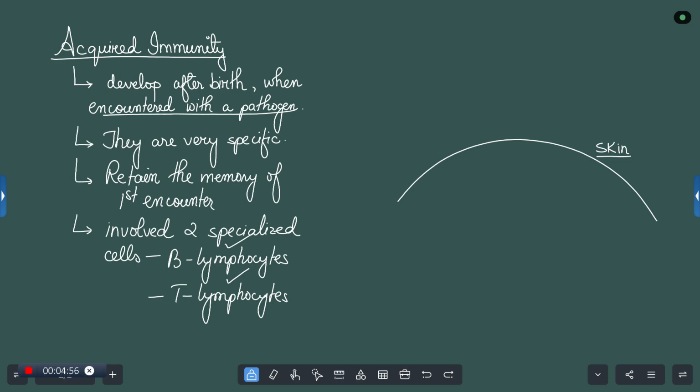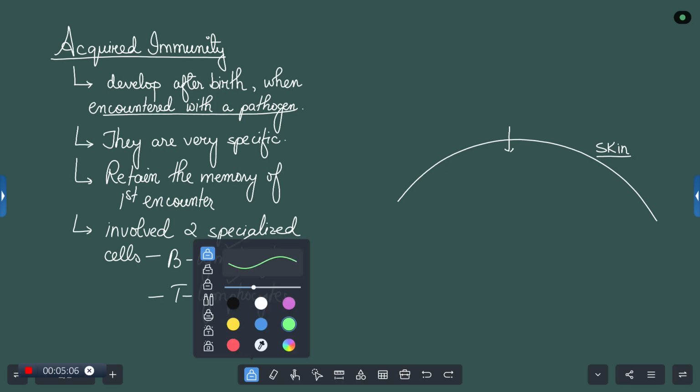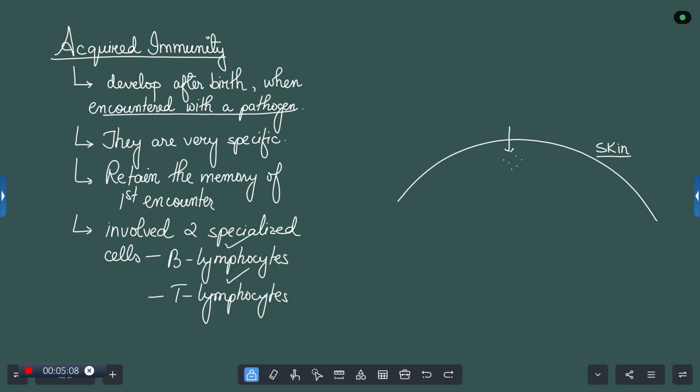By any chance, by any means, in other words, the first line of defense fails. Let's say these green dots represent the germs or the bacteria coming in. We have the second line of defense.